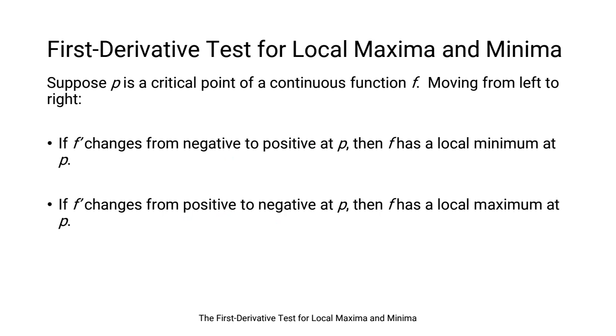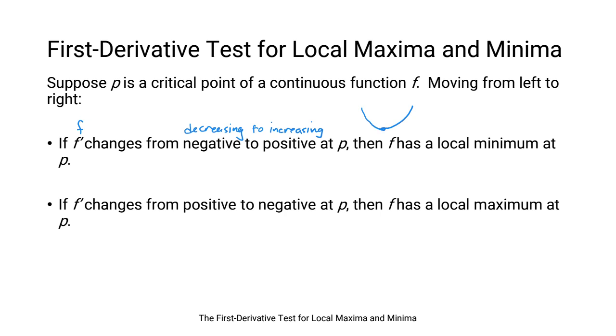But we can also think about these rules in terms of the corresponding behavior of the function f itself. So for example, if f prime changes from negative to positive, then that means that f changes from decreasing to increasing. And we know that if f goes from decreasing to increasing, then its shape is going to look something like this. And that means that our critical point is going to be a local minimum, which is exactly what this rule says.